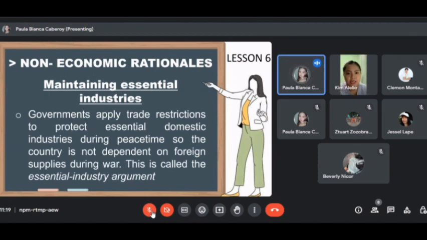Non-economic rationales: maintaining essential industries. Governments apply regulations to essential domestic industries so the country is not dependent on foreign supplies during war. This is called the essential industry argument. Maintaining essential industry is critical for national security, stability, and well-being. It ensures that a country can meet its fundamental needs and citizens can maintain economic prosperity even in the face of challenges and uncertainties.